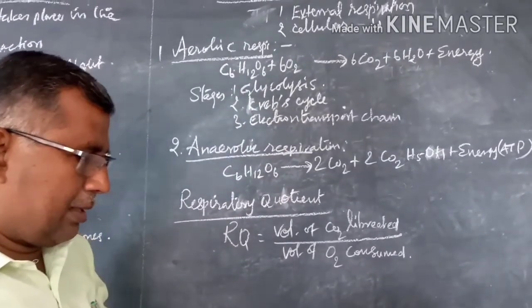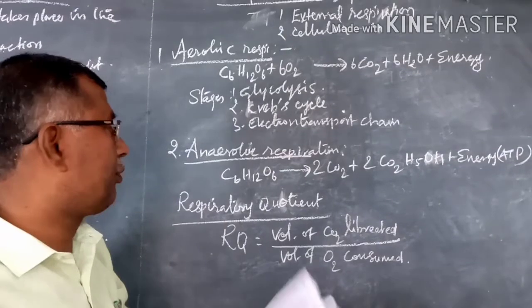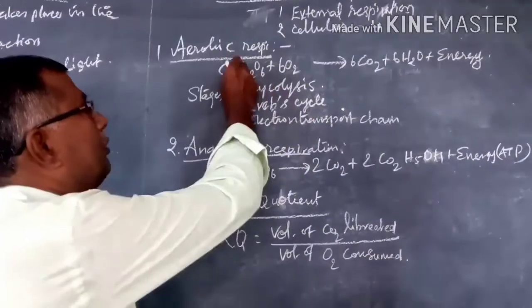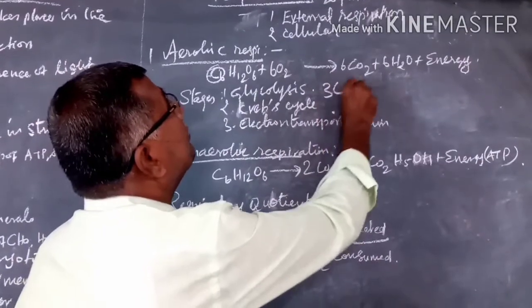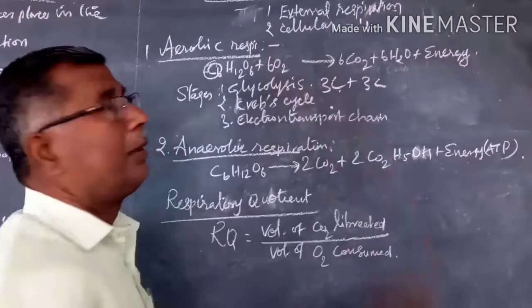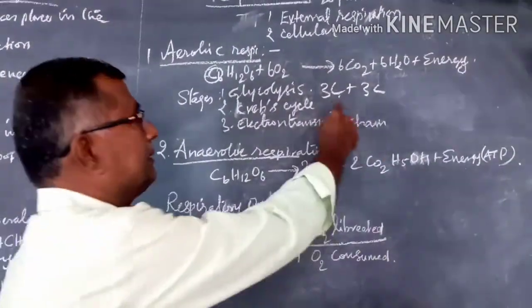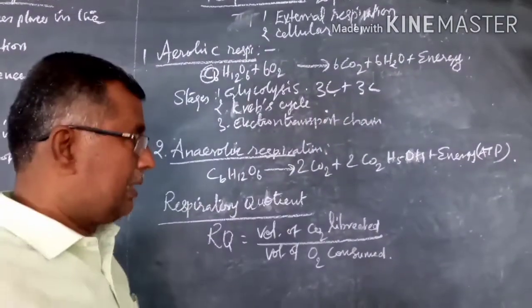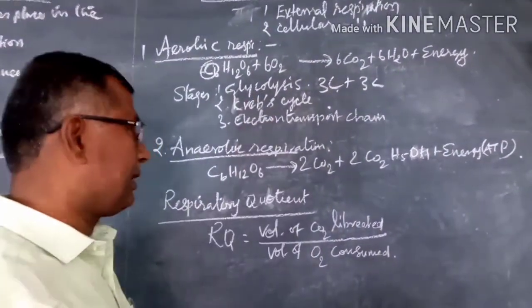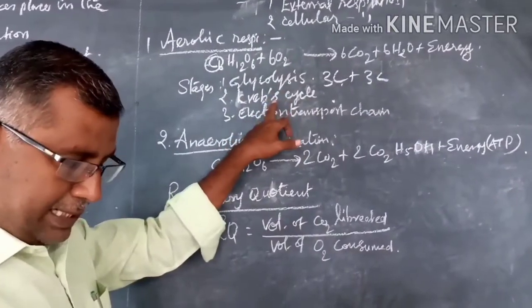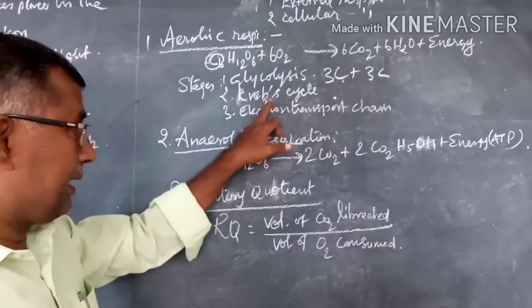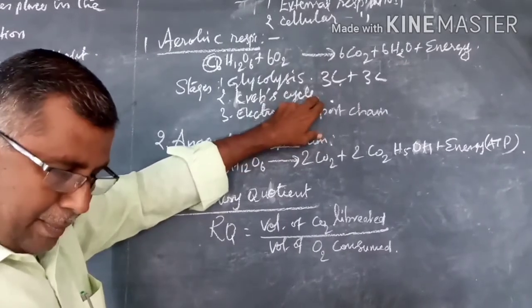What is glycolysis? The breakdown of glucose molecules. The 6 carbon glucose molecule is divided into 3 carbon molecules. The 3 carbon molecule is nothing but pyruvic acid. This takes place in the cytoplasm of the cell. Understand? The next one is the Krebs cycle. It takes place in the mitochondrial matrix.